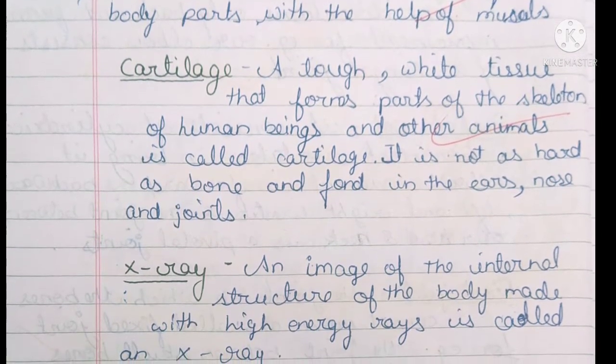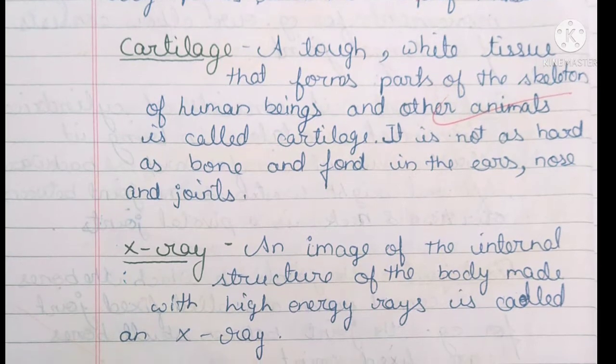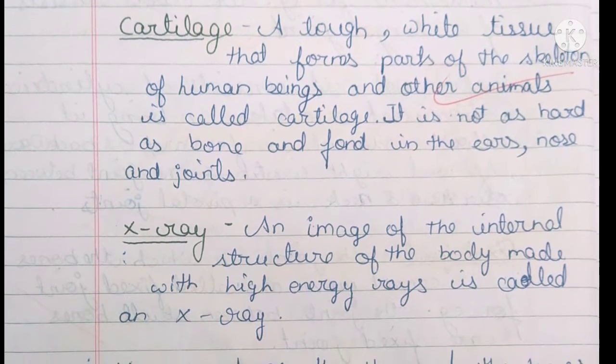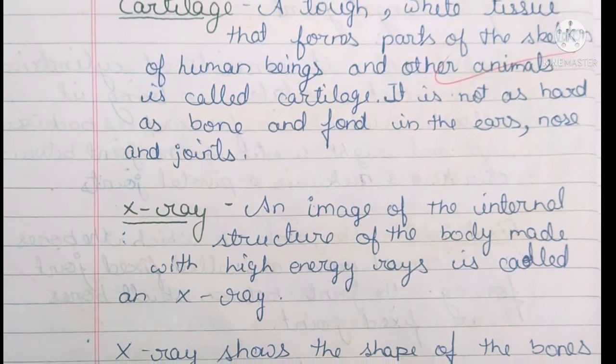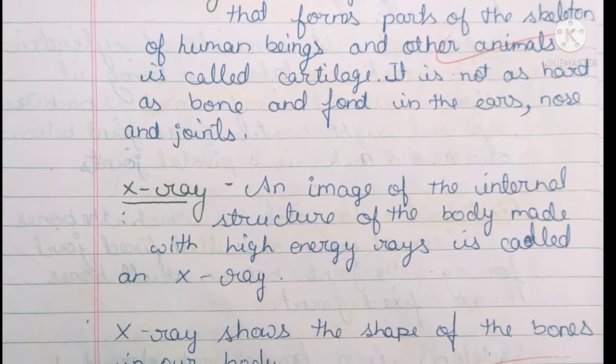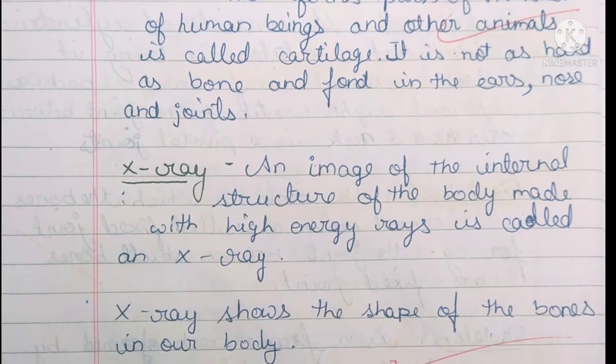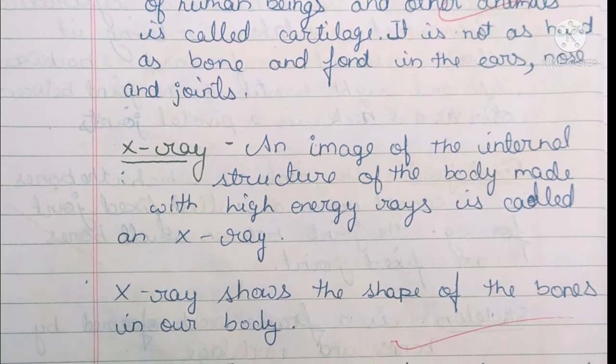Cartilage. A tough white tissue that forms part of the skeleton of human beings and other animals is called cartilage. It is not as hard as bone and is found in ears, nose and joints.